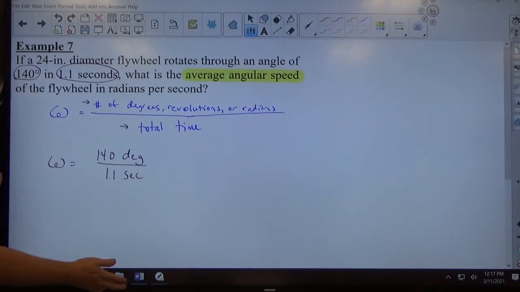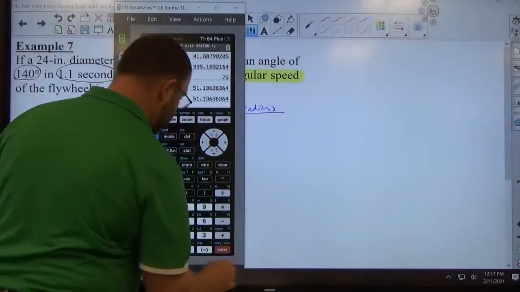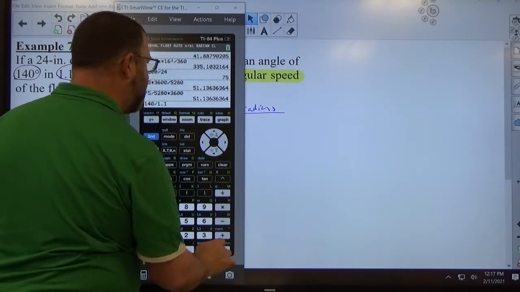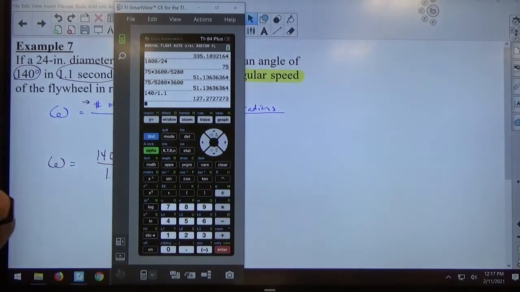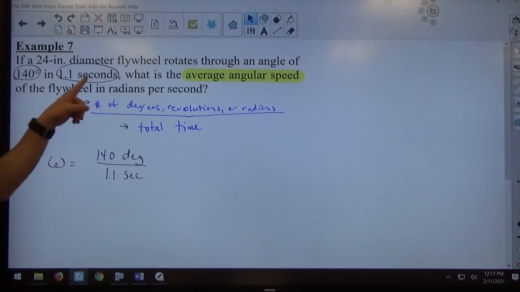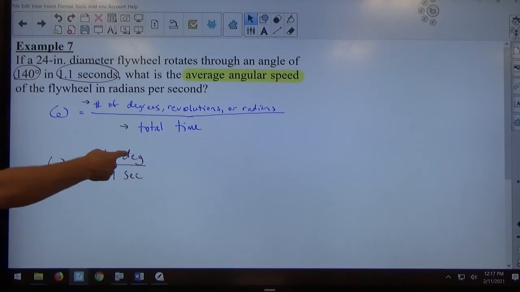Now, if I punch 140 divided by 1.1 on my calculator, you'll see it doesn't divide evenly. Because it doesn't divide evenly, I'd rather just leave it as is while I'm doing my unit conversion, and I'm going to round my final answer. It'll be more accurate. So the unit I want is radians per second. The unit I have is degrees per second.